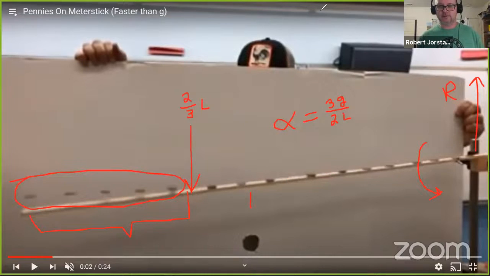Let me undo that last picture. But the idea is, look at the over-under. If the acceleration is given by R alpha, that means it's equal to R times 3/2 g over L. If you plug in 2/3 L right there, that's the changeover point where the acceleration exactly equals g. I don't know if you can see this at all, but is that addressing your question?